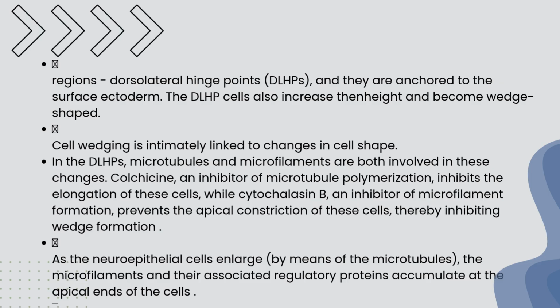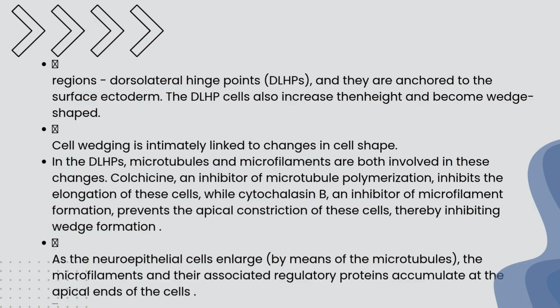Two regions, the dorsolateral hinge points, are anchored to the surface of the ectoderm, and they increase in height and become wedge shaped. This wedging is intimately linked with microfilaments and microtubules, which are both involved in these changes. Actually, when colchicine, an inhibitor of microtubule formation, is applied, it inhibits the elongation of the cells, while cytochalasin B, an inhibitor of microfilament formation, prevents the apical wedging formations.